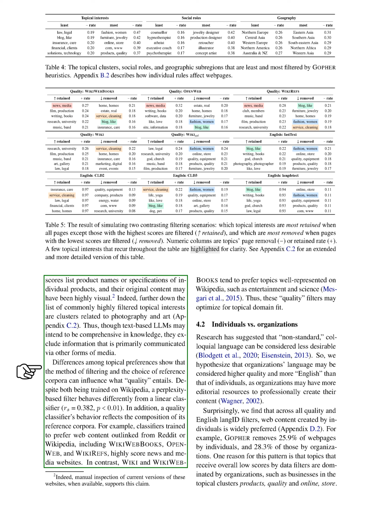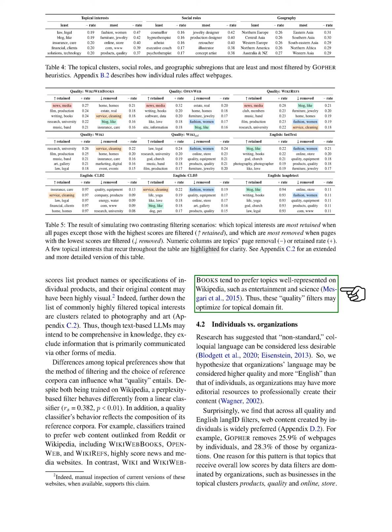The method of filtering and the choice of reference corpora can influence what is considered quality. For example, classifiers trained to prefer web content linked from Reddit or Wikipedia, including WikiWebBooks, OpenWeb, and Wikirefs, highly score news and media websites. In contrast, Wiki and WikiWebBooks tend to prefer topics well represented on Wikipedia, such as entertainment and science.